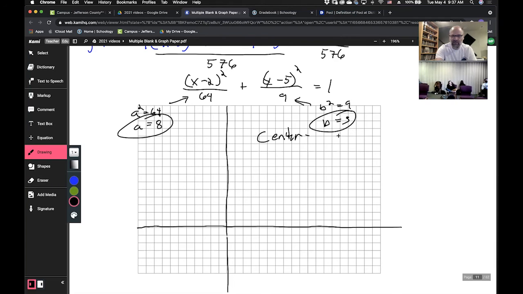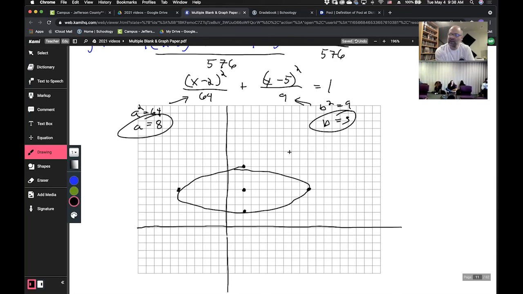I'm going to get rid of that because I need the room. So 2, 5 is right here. This is your center. And your major axis is 8. So 1, 2, 3, 4, 5, 6, 7, 8. Your vertex is going to be whatever your center x value is plus your a value, and same thing on this side. Then it goes up 3, down 3. So this is what my ellipse looks like. Not bad. I just kind of went for it there.